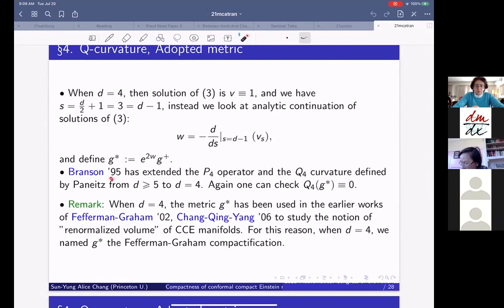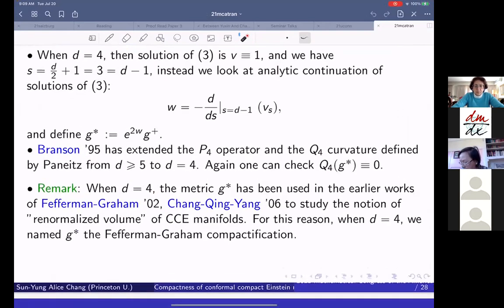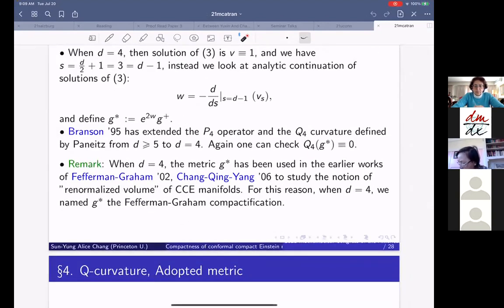But if one checks its extension, one can see Q4 G star again equals zero with this choice. And let me also remark that this metric G star has been used for D equal to four in the early work by Fefferman and Graham, and in later work by myself, Qingjie and Paul Yang, where we study this notion of renormalized volume of asymptotically hyperbolic, or CCE, manifolds. For this metric also occurs.